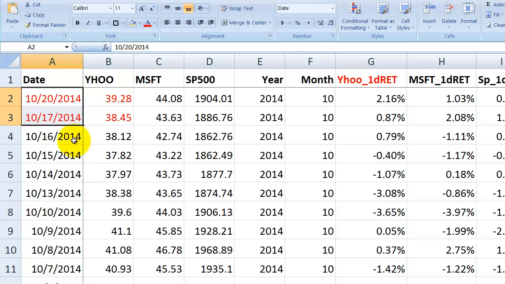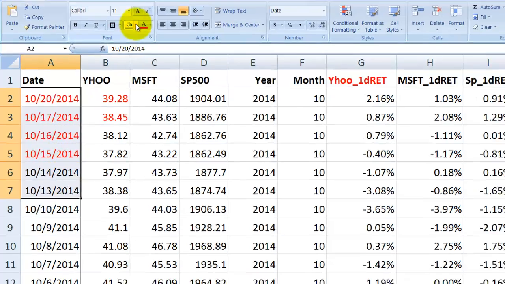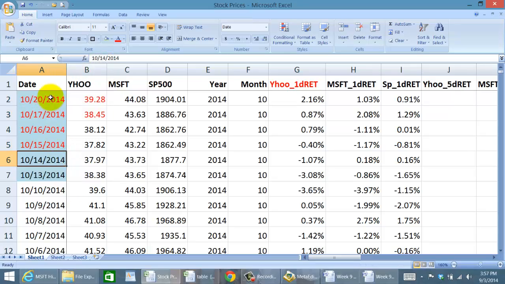Therefore you can think about, okay, if I have to use 2-day return, how many cells do I use? I have to use 3 cells. If I use 3-day return, how many cells do I have to use? I have to use 4. So of course, if it is 5-day return, I have to use 6 cells.